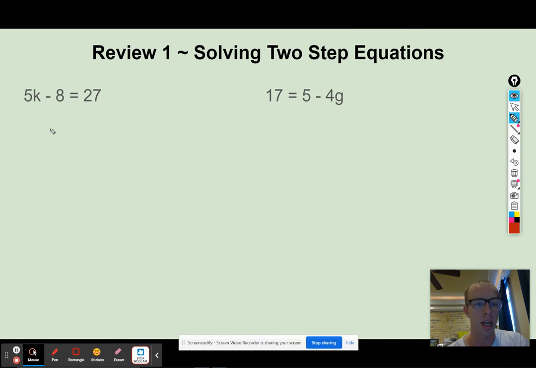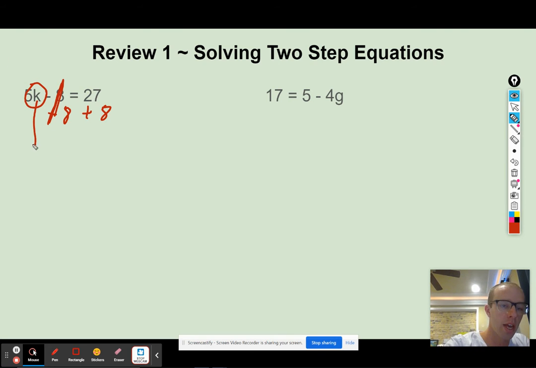Here I have 5k minus 8 equals 27. My goal here is to solve for k, so I know that there's some number for k that makes this equation true. My first step is to add 8 to both sides of the equation. Whatever I do to one side of the equation, I have to do to the other. To get rid of a minus 8, the opposite is a plus 8. These will cancel out. If I take 8 steps forward and I take 8 steps back, they cancel each other out. I end up right where I started, so these cancel.